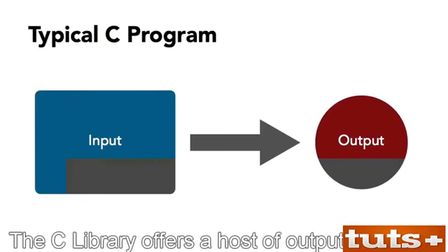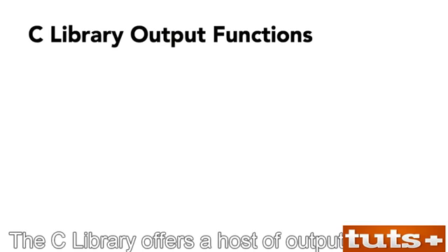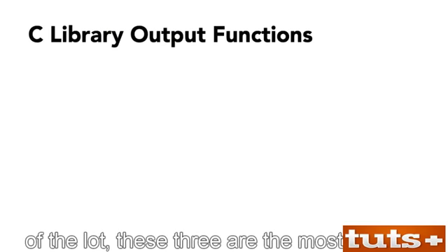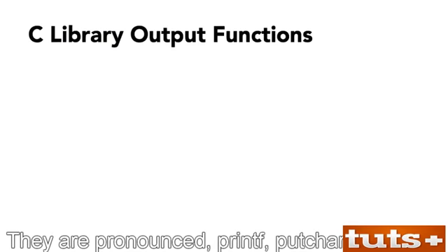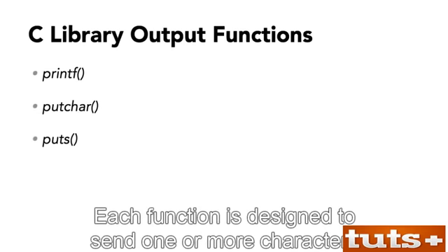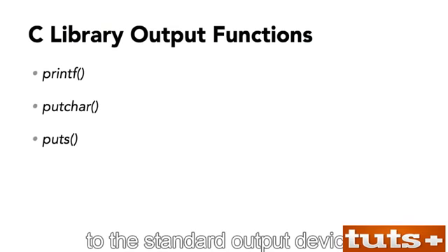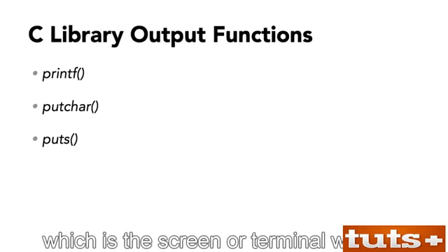The C library offers a host of output functions. Of the lot, these 3 are the most popular. They are pronounced: printf, putchar, and puts. Each function is designed to send one or more characters to the standard output device, which is the screen or terminal window.